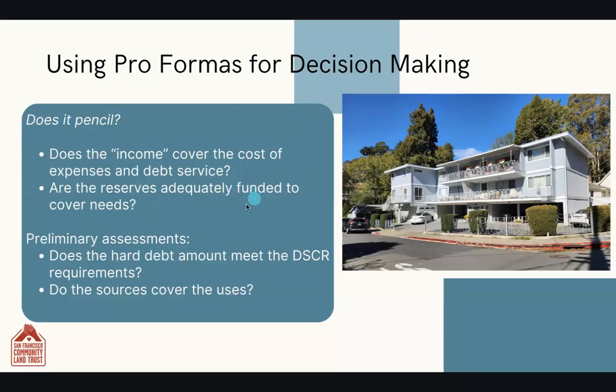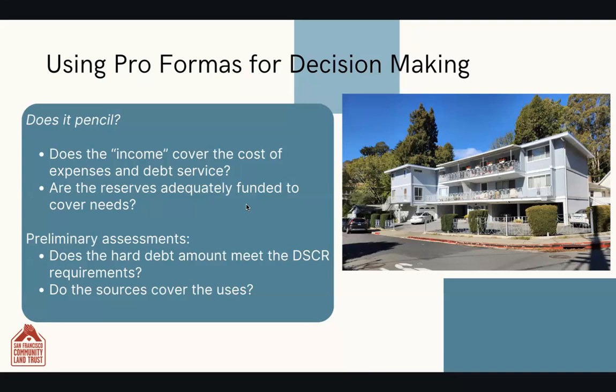And then another question is, are the reserves adequately funded to cover the needs? Because yeah, sure, you're breaking even every year. You've got that 15% cushion. You've got a little bit of residual money left over at the end. But you might need to pay that residual money to your soft debt lender. You might need to do something. You might not have a lot of things you can do with it, but maybe it needs to go somewhere else.